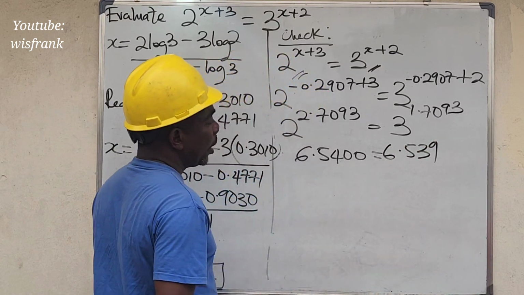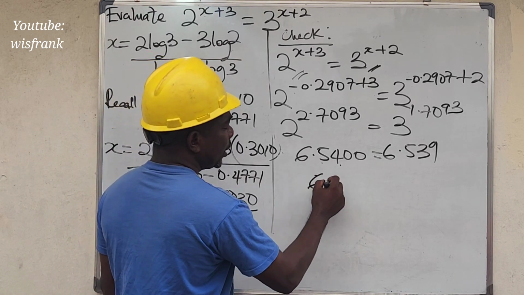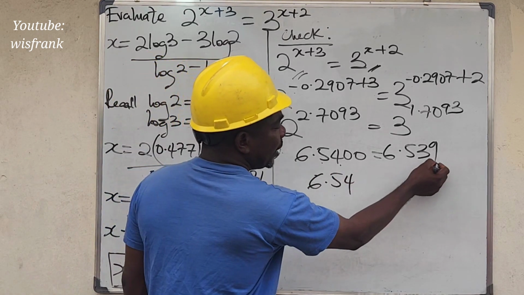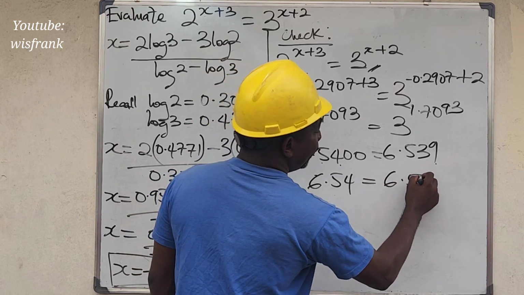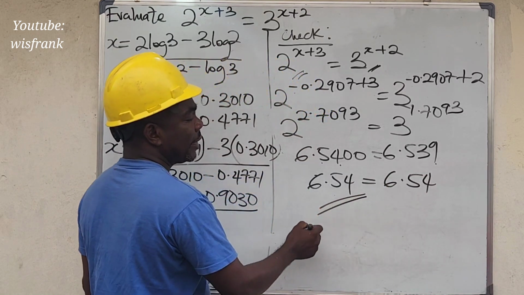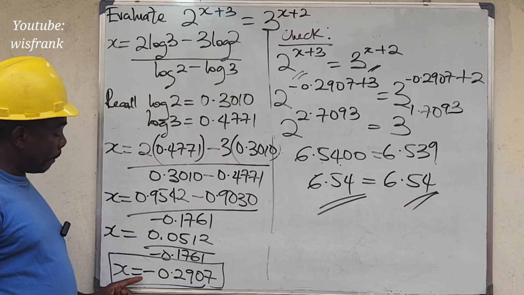So here you can see that when we correct this one to 2 decimal places, it will give us 6.54, and correcting this to 2 decimal places, it will also give us 6.54. So what we have on the left hand side is what we have on the right hand side. Therefore, x equals minus 0.2907 satisfies this equation.